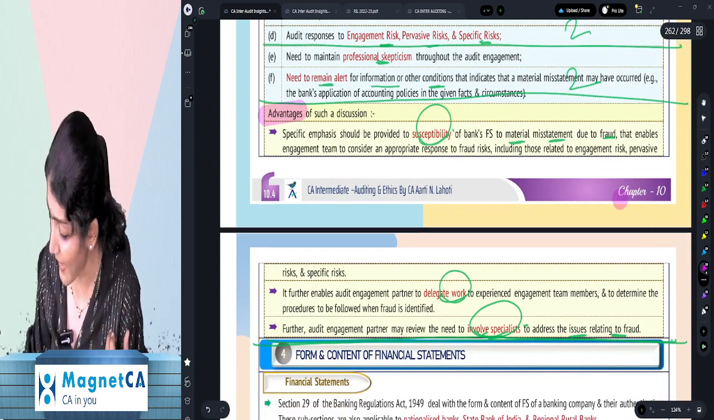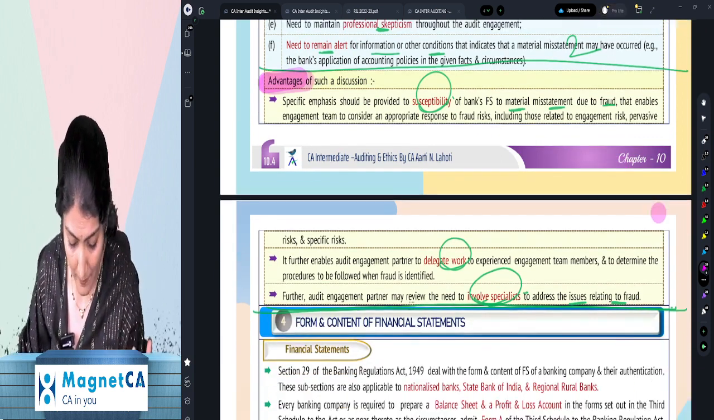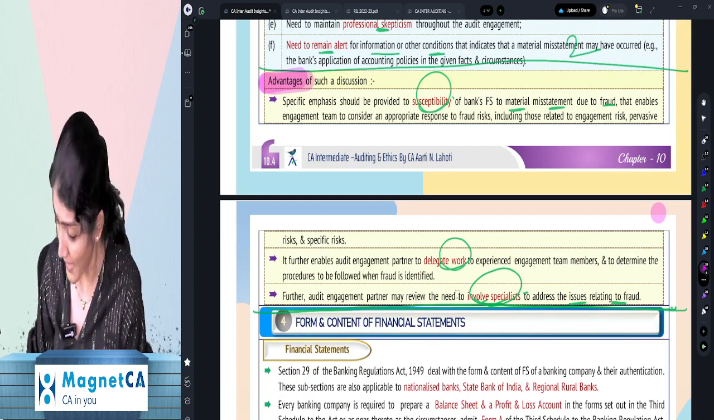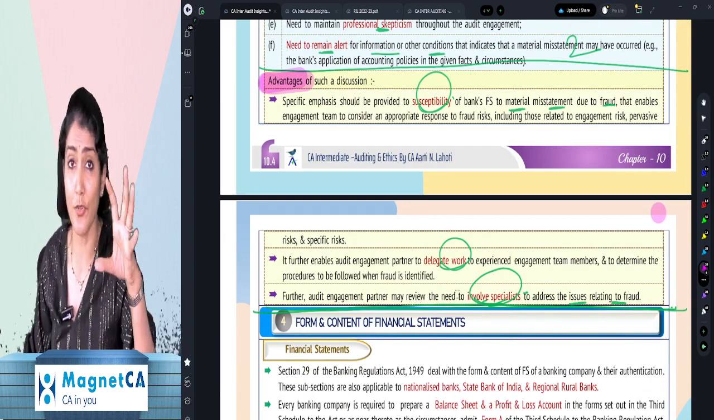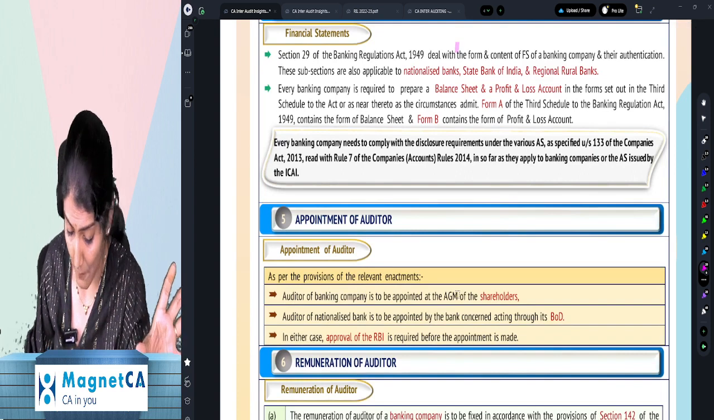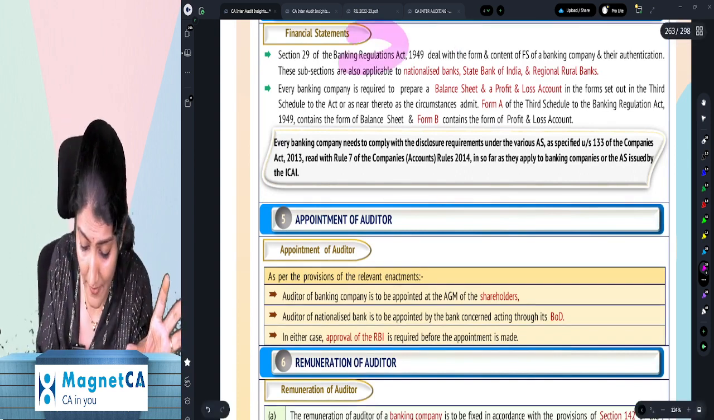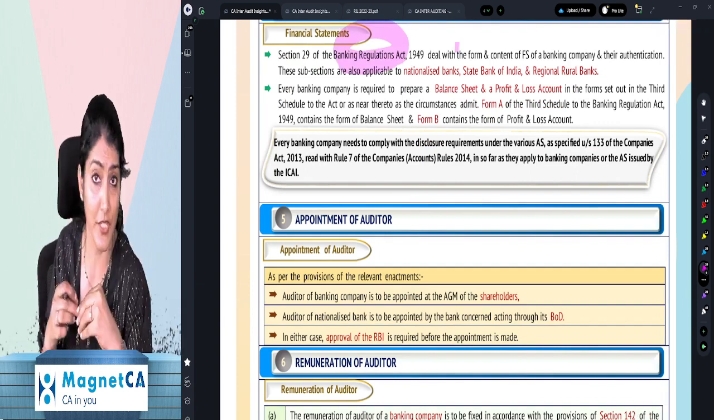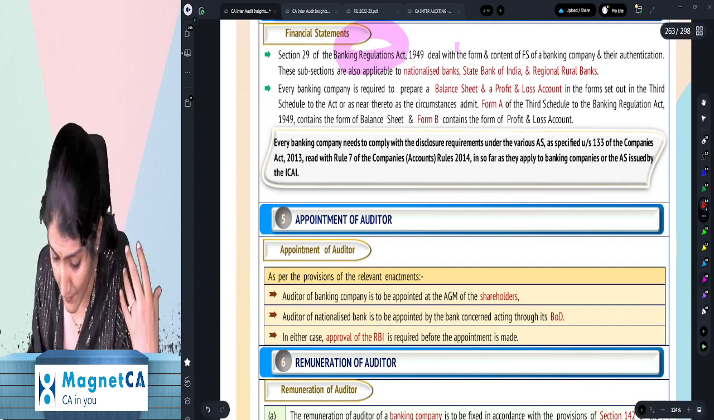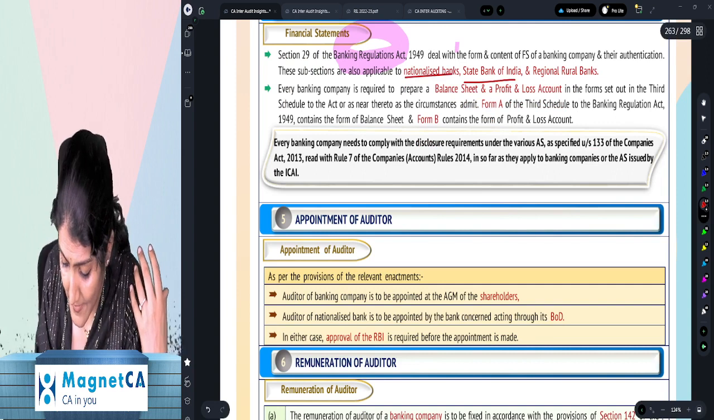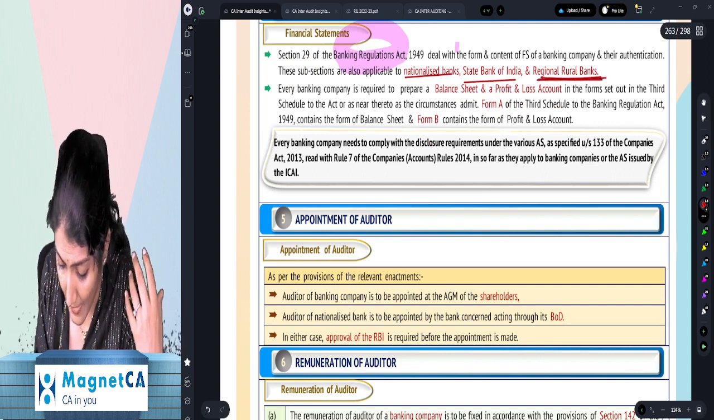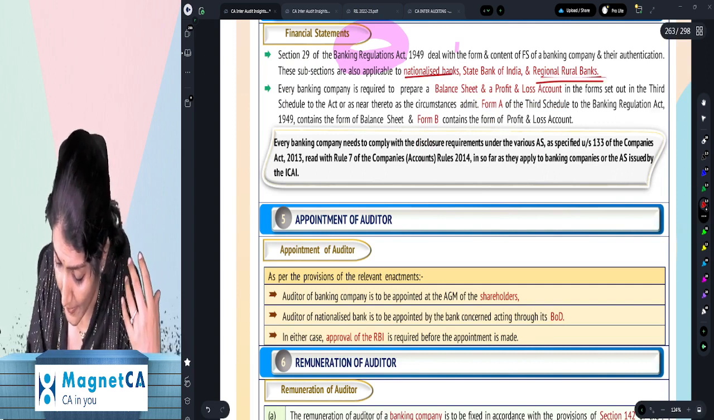Then after the bank audit approach, we talk about the form and content. Do banking companies need to follow Schedule 3? No. For banking companies, the format for the preparation of financial statements has been given under the Banking Regulation Act: the balance sheet and profit and loss account. It applies to nationalized banks, State Bank of India, and also the RRBs. So again, could this be an MCQ?